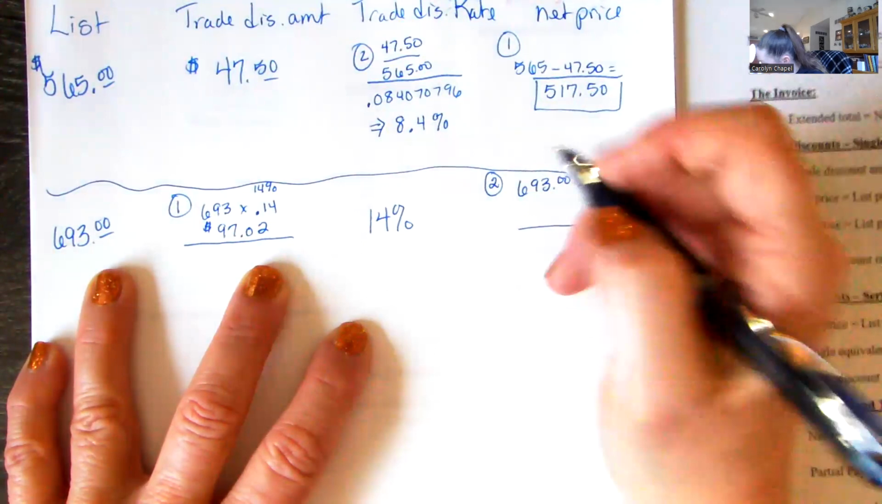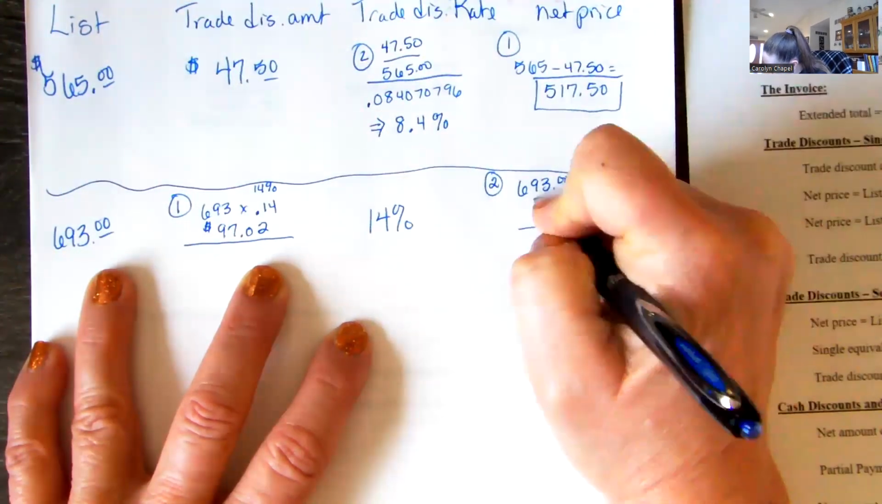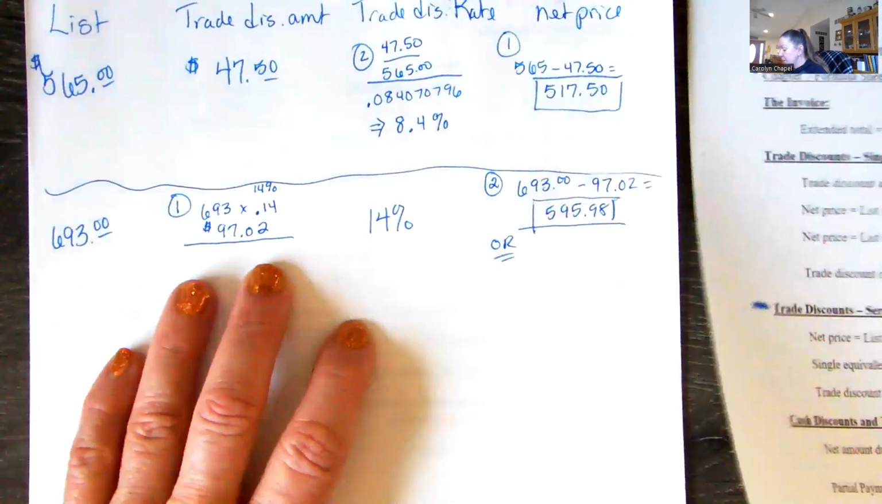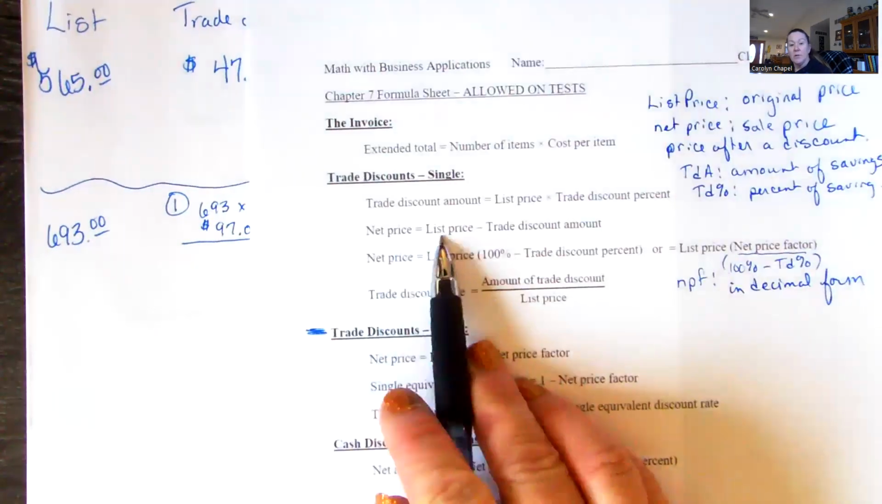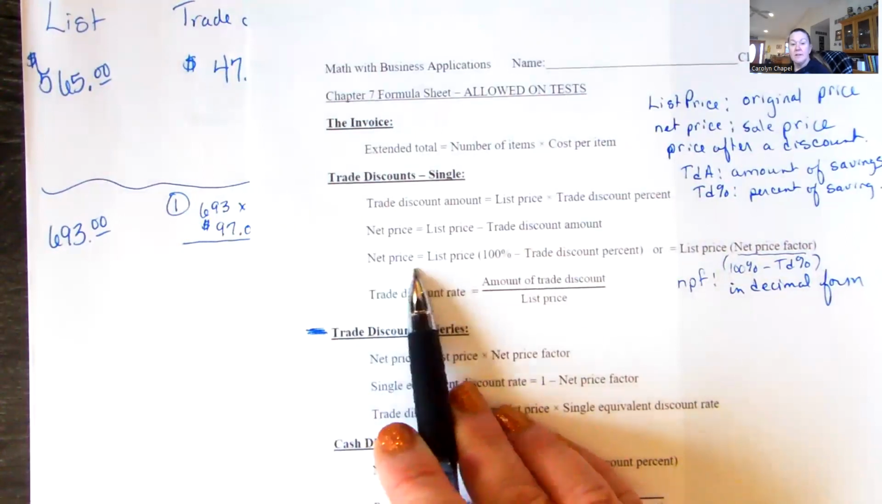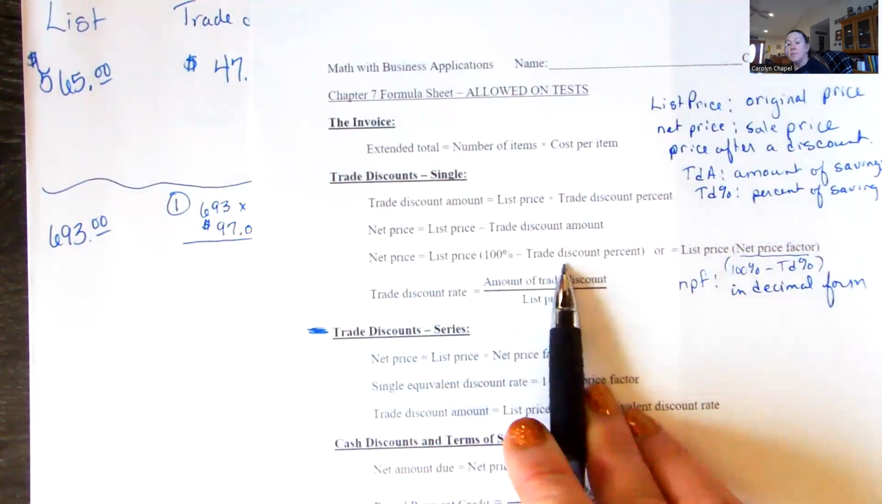And we would come up with 595.98. That's one way to do this. Or we do have another formula as well. See here we have that net price. So I did it using this formula. We could also do it here. So that net price is equal to that list price times the 100 minus.